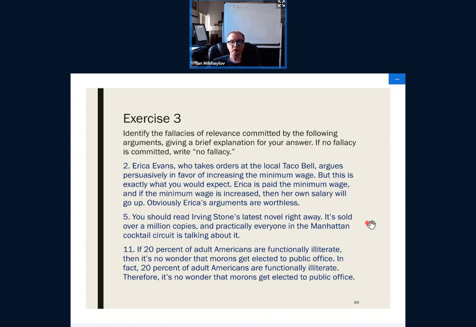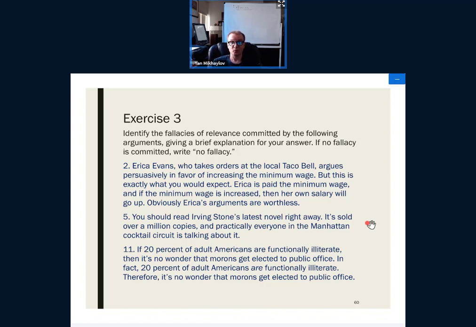Erica Evans, who takes orders at the local Taco Bell, argues persuasively in favor of increasing minimum wage. But this is exactly what you would expect. Erica is paid minimum wage, and if the minimum wage is increased, then her own salary will go up. Obviously, Erica's arguments are worthless. So what are they saying there?